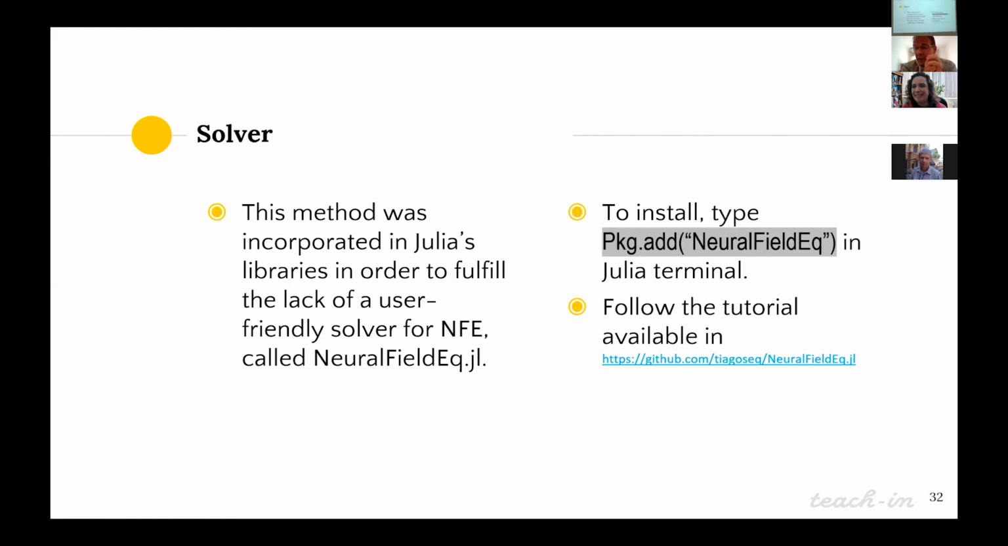And now I just want to remark that the solver, which was written, as I said, by my student Tiago Sequeira, was written in the language Julia, which has become very popular in the last years because it has almost all the features that other languages like MATLAB have, but it's a free language, so everyone can use this language without needing any license. And after writing this code for neural field equations, it was submitted and accepted to the library of Julia, so now it can be used by anyone. Here you have the link that can be used to access this program.